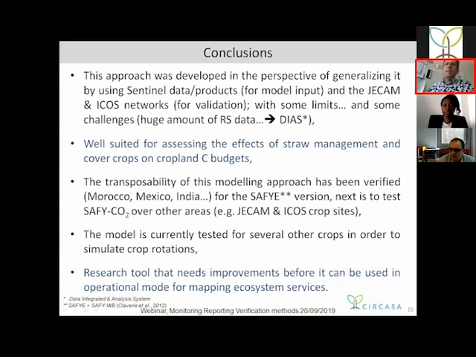And we have already tested the transposability of this modeling approach with the previous versions of the model, the ones that were simulating yield, biomass, and the water budget. And next is to do the same with the SAFYE-CO version over larger areas. So right now we are applying this model to other crops than winter wheat. We are using it for maize and sunflower, for instance, in order to simulate some crop rotations. And keep in mind that this is a research tool, and it still needs some improvement before it can be used in an operational mode for mapping the carbon budget. Thanks a lot.